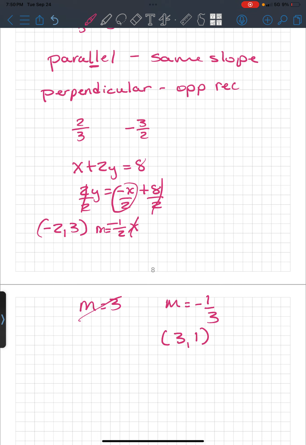And you put it into point slope form. But they want it in slope intercept form. So once you put it into point slope form, solve it for y. And that's lesson 3.